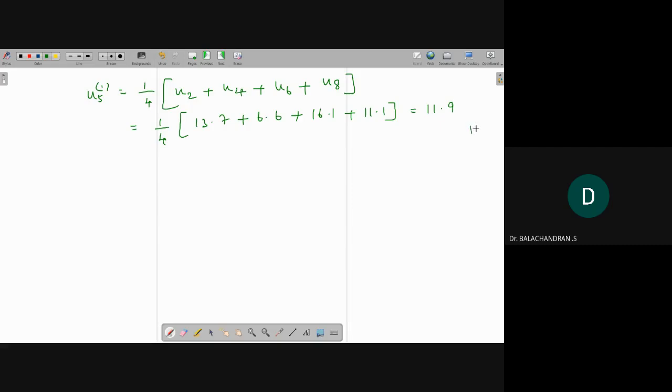Somebody told 11.8. So which one is correct? Sir, it is 11.9. 11.8 is correct. Sir, actually it is 11.875. Okay. So if it is 11.87, we can write 11.9.